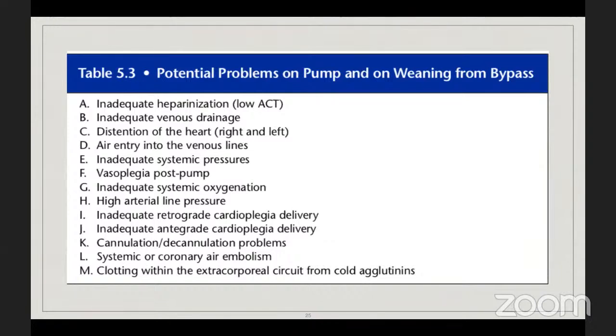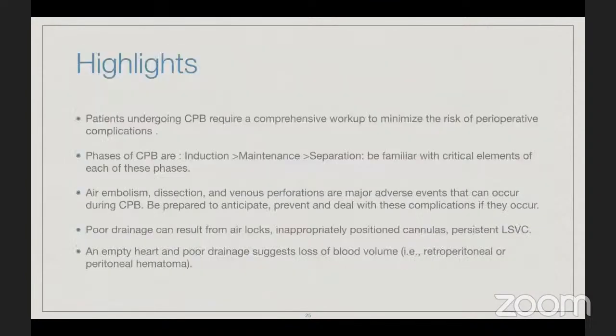So at the end, this schedule submits the potential problems on pump and weaning of bypass. And for highlight, patients undergoing bypass require a comprehensive workup preoperatively to minimize the risk of perioperative complications. The phases of bypass are induction and cannulation, maintenance, and separation. You need to be familiar with the critical elements of each of these phases. For complications, air embolism, dissection, and venous perforation are major adverse events. And you need to be prepared to anticipate, prevent, and deal with these complications if they occur.